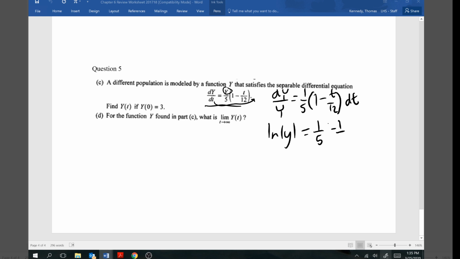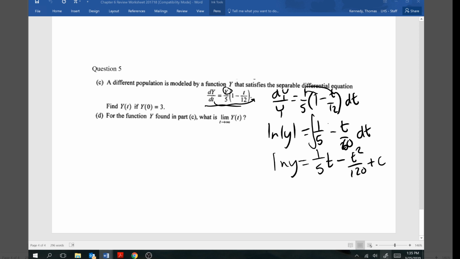This garbage over here, I'm going to get 1/5, because that's the coefficient, times the derivative of the inside, which is negative 1/12. Wait, derivative, integral. Sad panda. Integral of the inside. Yeah, I don't want to do that garbage, so I'm not going to integrate this right away. I'm going to distribute the 1/5 to both of those, and then integrate so I don't have to do some horrible chain rule garbage. So I just distributed the 1/5. Now I'm going to integrate and get 1/5 t minus t squared over 120 plus c.